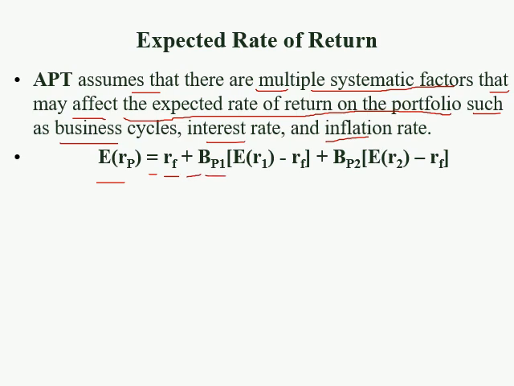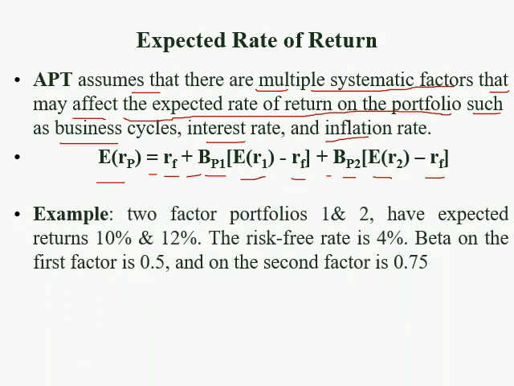beta of factor 1 multiplied by expected return for this factor 1 minus RF, excess return for factor 1, plus beta, systematic risk for factor 2 multiplied by excess return of factor 2, which is expected return for factor 2 minus RF or risk-free rate. Let's take an example.